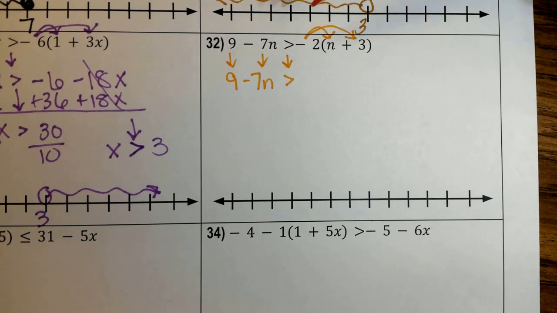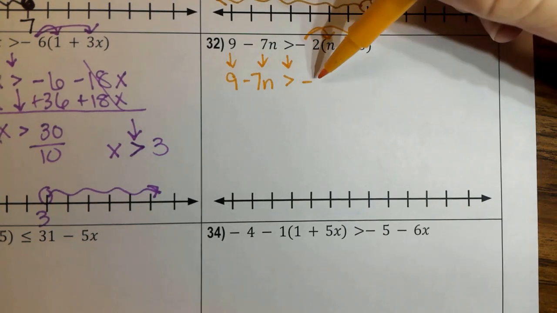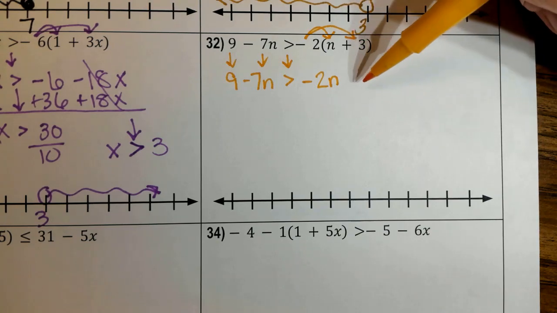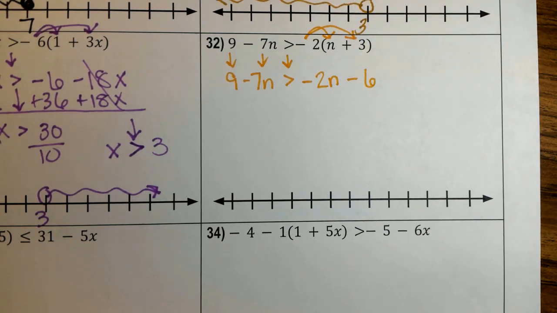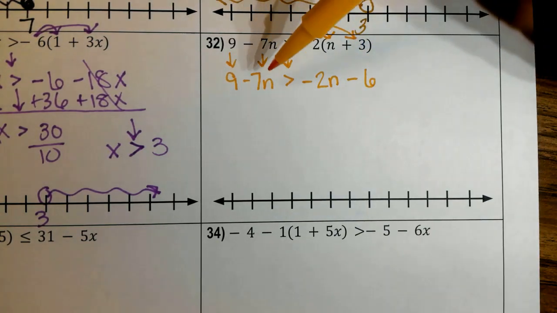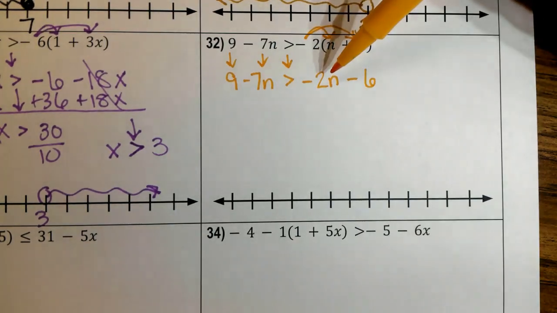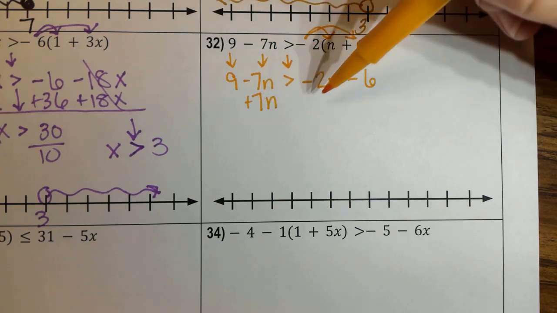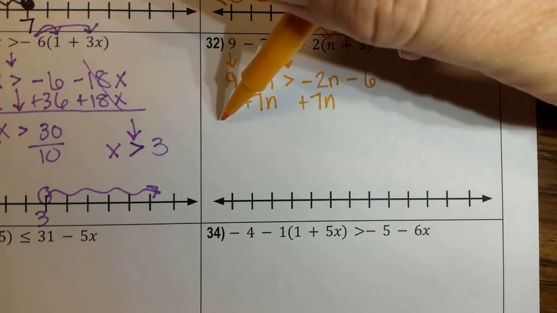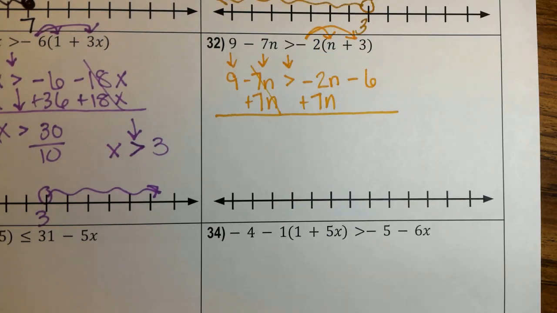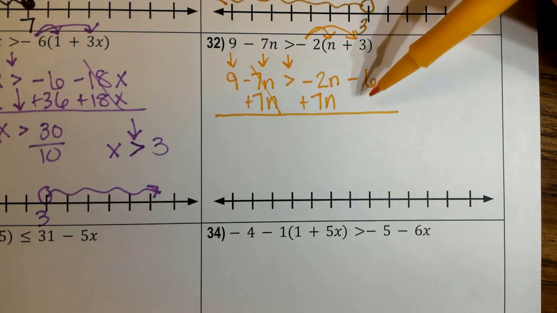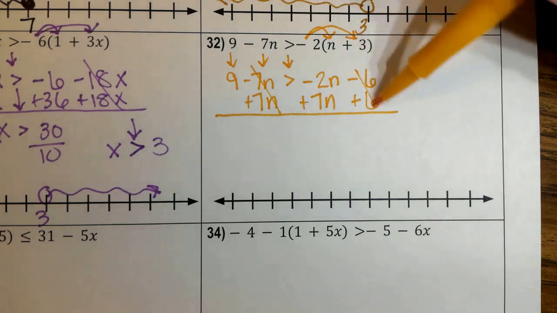Okay, I can't do anything. So then I do negative 2 times n is negative 2n. Negative 2 times 3 is minus 6. Okay, now I want to get my n's on the same side. So because negative 7 is smaller, I'm going to do plus 7n. And since my n's move to the right side, my number, the 6, needs to move to the left.